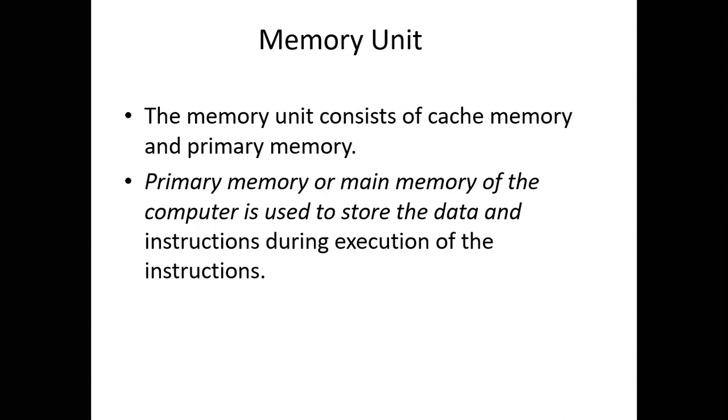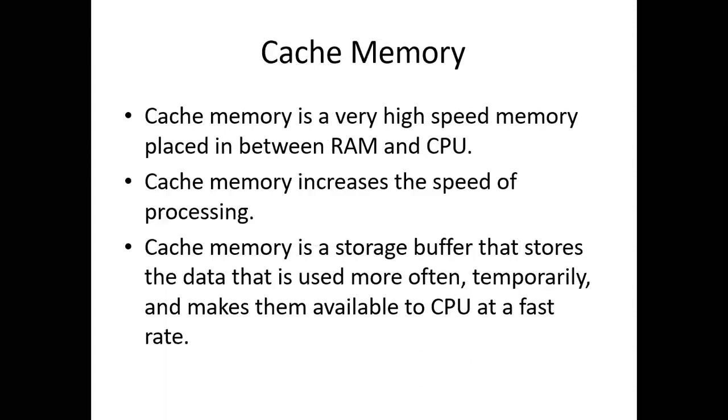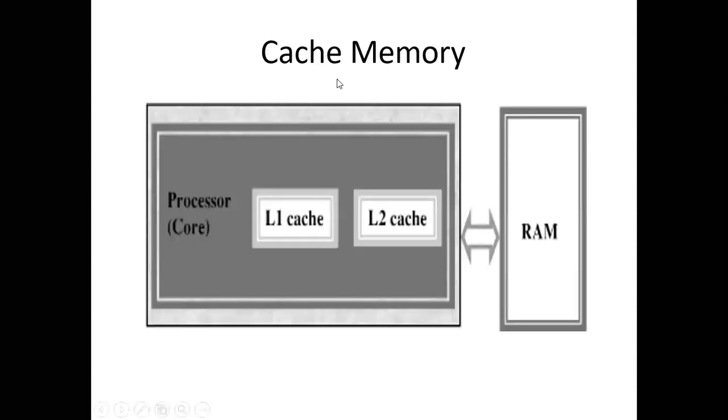Primary memory also stores data and instructions during the execution of the instruction. So the way memory is organized, we have the processor here, and inside the processor, we have the registers. Next comes the cache memory. After the cache memory, we have the main memory here, or the primary memory.